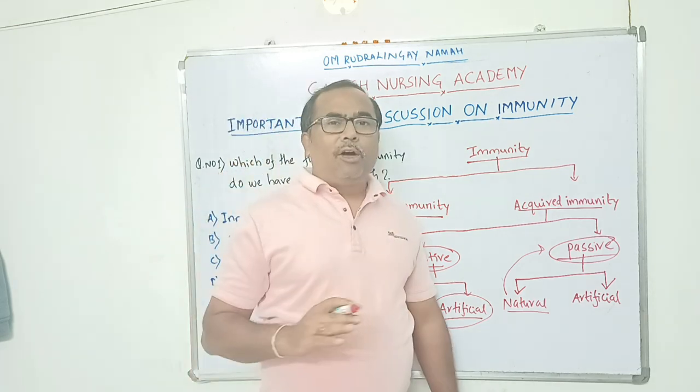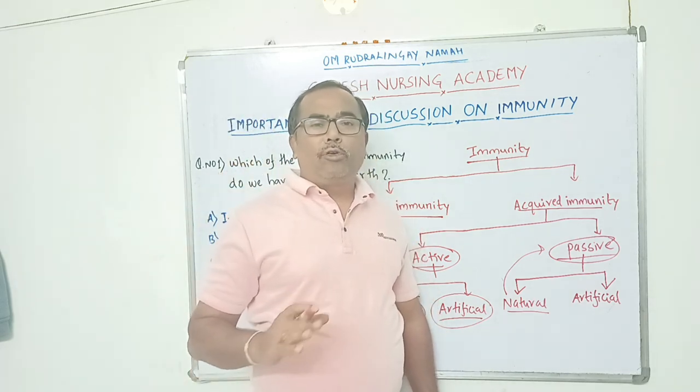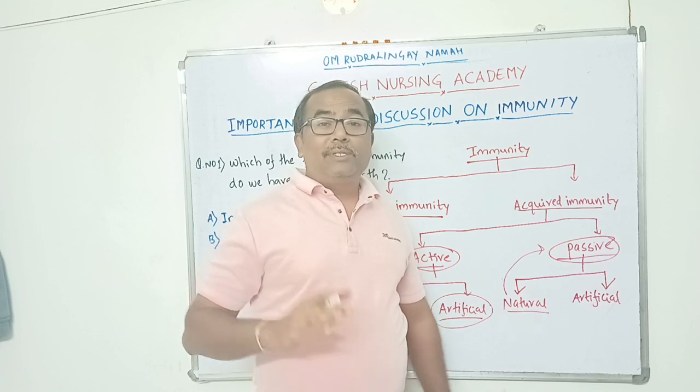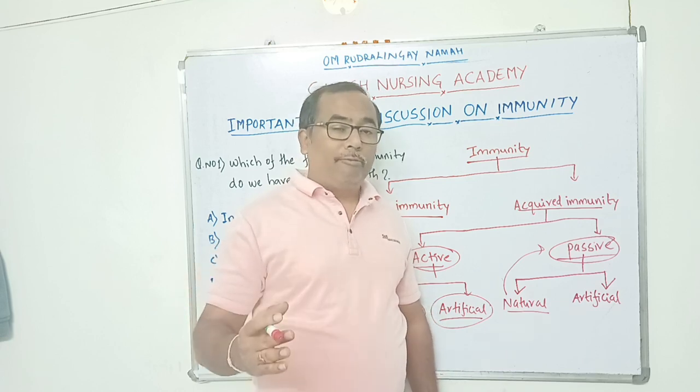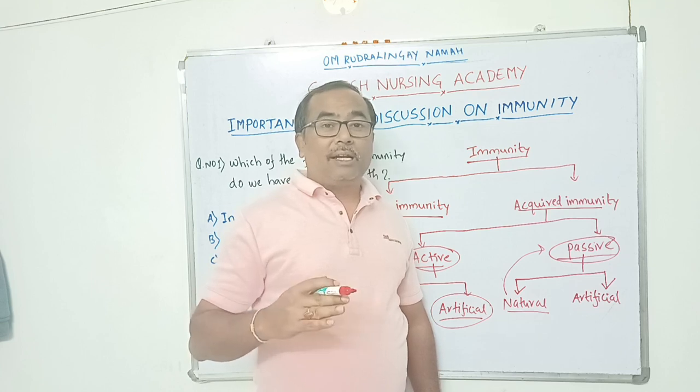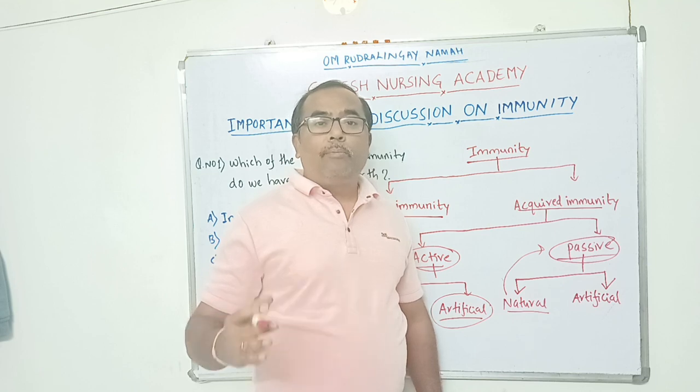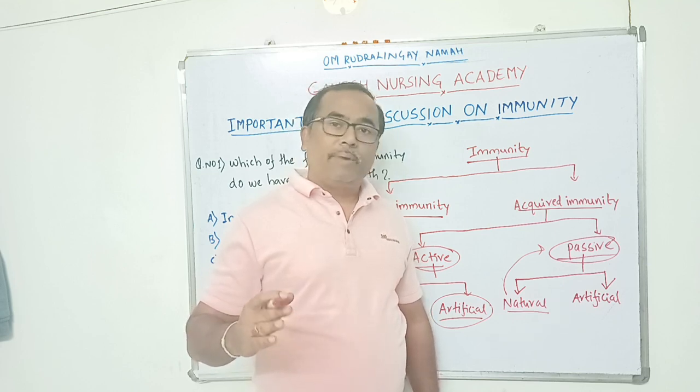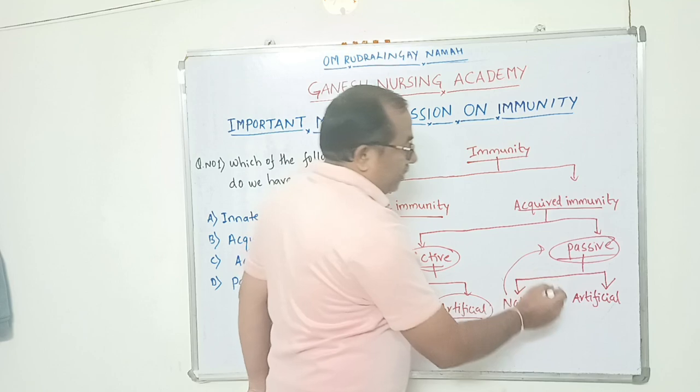Okay, so here our body does not prepare any active immunoglobulins, but there is a passive transmission of immunoglobulins from mother to fetus through the blood, or transfer of immunoglobulins or antibodies from mother to baby by the colostrum milk. So this is known as natural passive immunity.